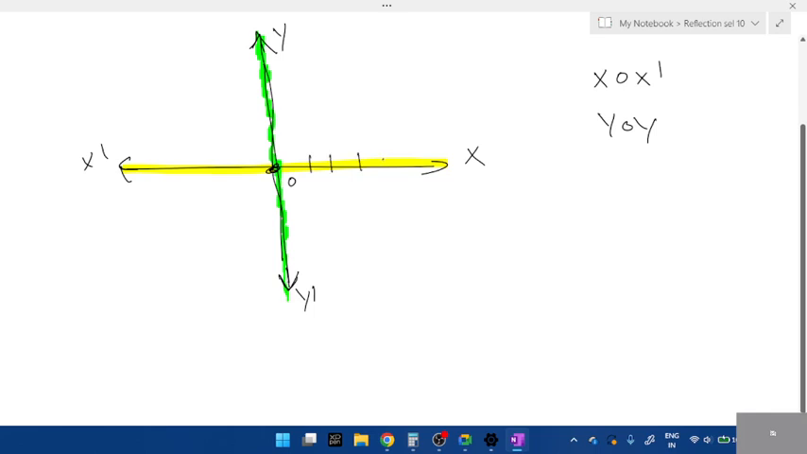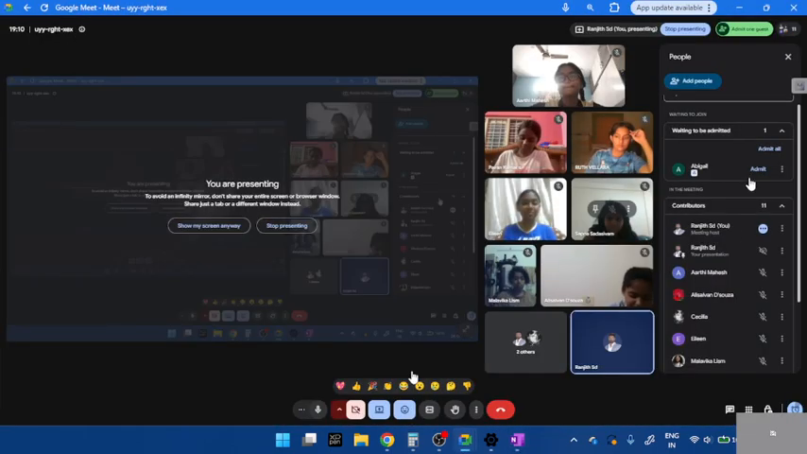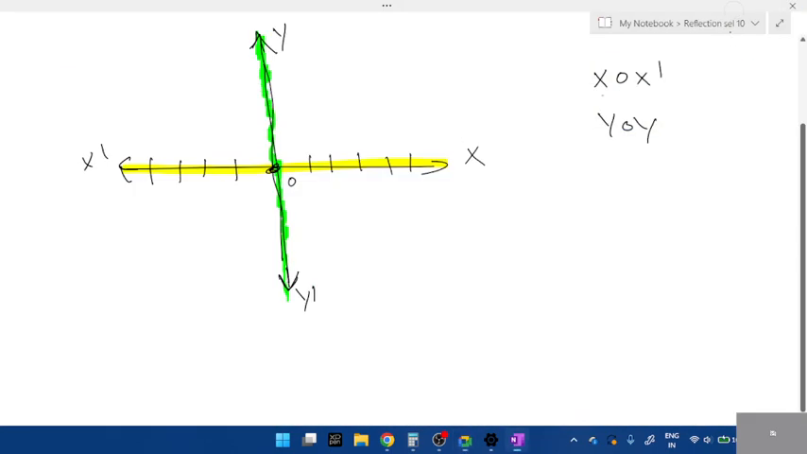Look at the values here. If I draw small lines, this is 1, 2, 3, 4. In a graph, you'll have small boxes. So right hand side it is plus, left hand side minus. Minus 1, minus 2, minus 3, and here you'll have 1, 2, 3.